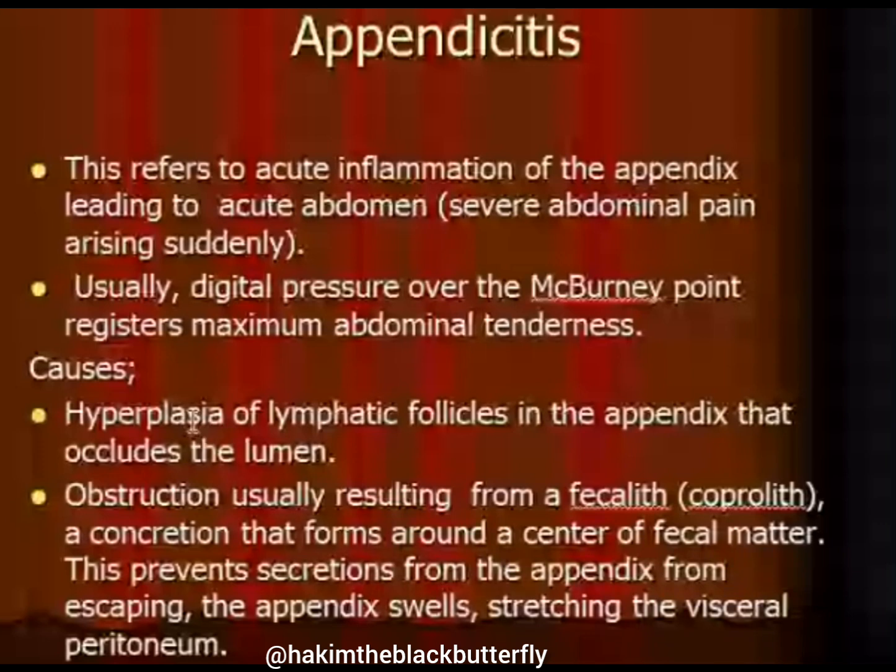Enlargement of the appendix is going to block its lumen. Hyperplasia is increased cell division, which can block its lumen. And when the lumen of the appendix is blocked, whatever the appendix was producing is arrested there, and the appendix begins to enlarge and stretch. Its lumen can also be blocked by fecal material, and that fecal material can prevent the secretions from the appendix, such that the appendix continues to swell.